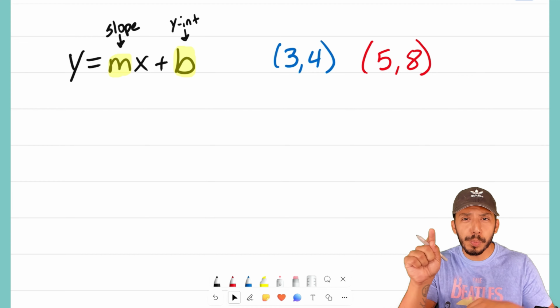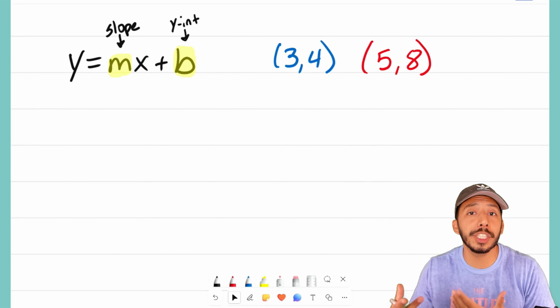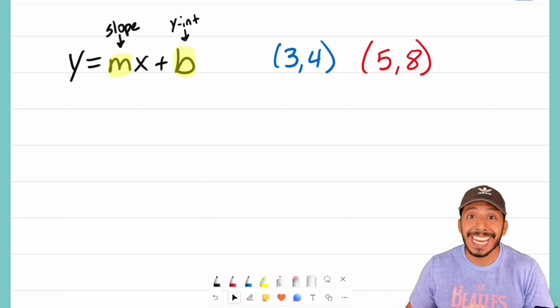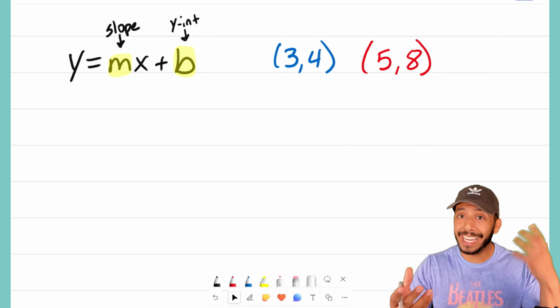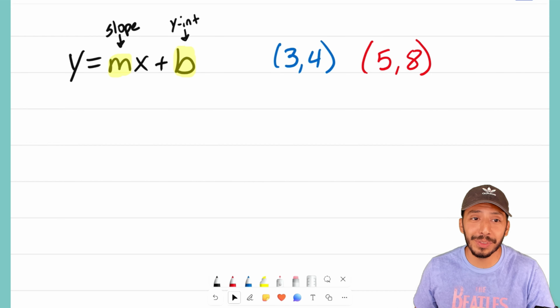So I know 2 points on this line, and I want to see, can I write the equation for the line? What I'm really saying is, can I find the slope, and can I find the y-intercept? And I think we can. So let's see how we're going to do this.